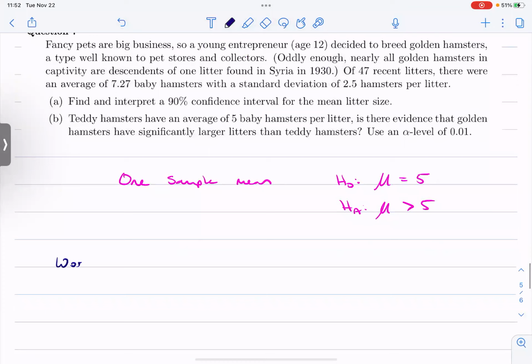So work through the remaining questions on your own for practice.